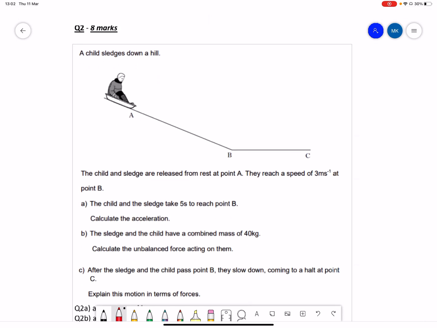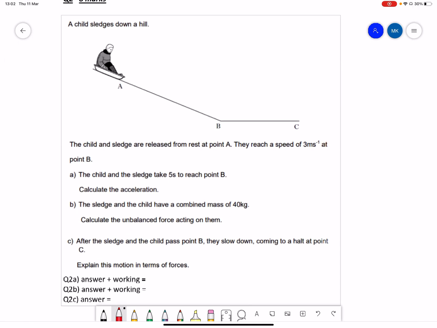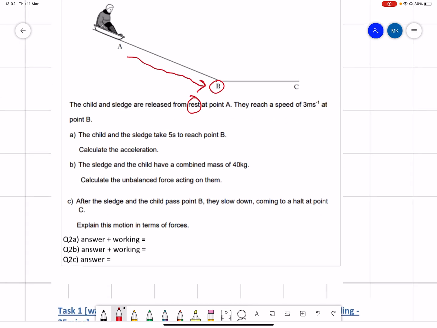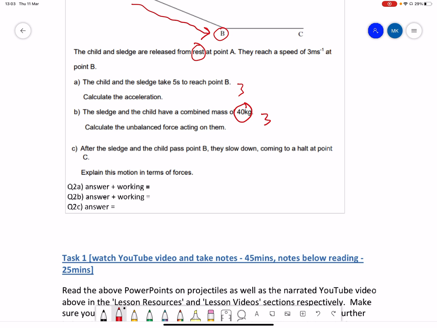Question 2 is worth 8 marks. A child and sledge are released from point A and go down this hill and they reach a speed of 3 meters per second at point B. The child and the sledge take 5 seconds to get to point B and they're released from rest. So we'll calculate the acceleration. That's for 3 marks. The sledge and the child have a combined mass of 40. Calculate the unbalanced force acting on them if you have the mass. That should be easy enough. 3 marks for that. And then the last part, which is worth 2 marks.